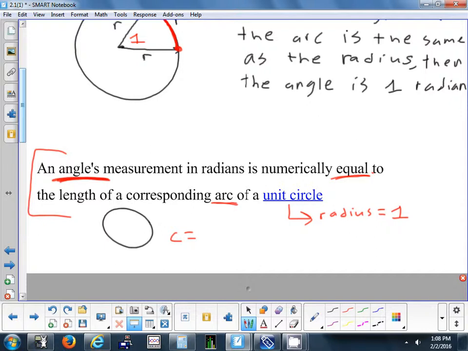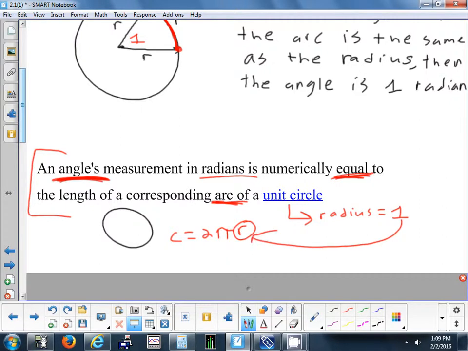Yeah, it's 2 pi r. Okay? So I'm going to find the length of the arc that goes all the way around the circle. We call that the circumference. And once I have that, it's exactly the same as the angle in radians. That's the key. Okay? So in this formula, what am I letting my radius be if I'm doing it on a unit circle?